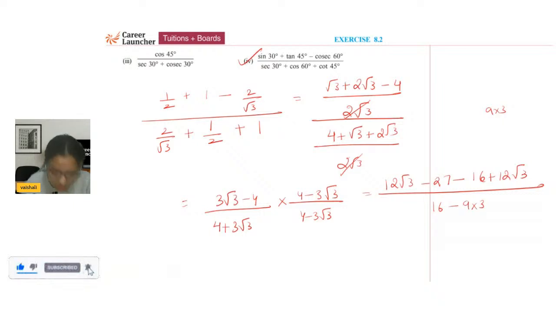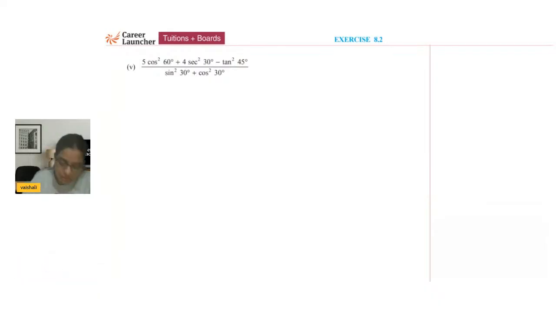Yes. So after simplifying this, you will get the answer for the fourth part. So now let us look out for the next part. This is the next question. Try this out, everyone. Substitute the values from the table and see how much you are getting. How much is cos 60?